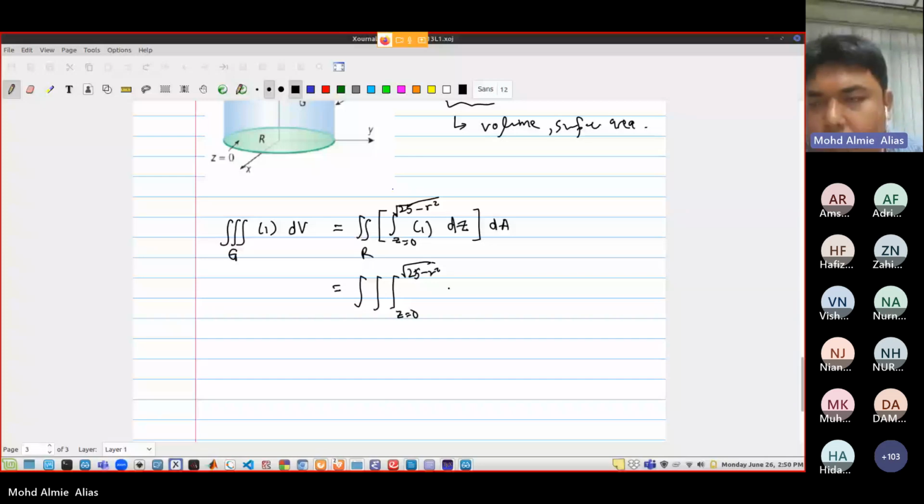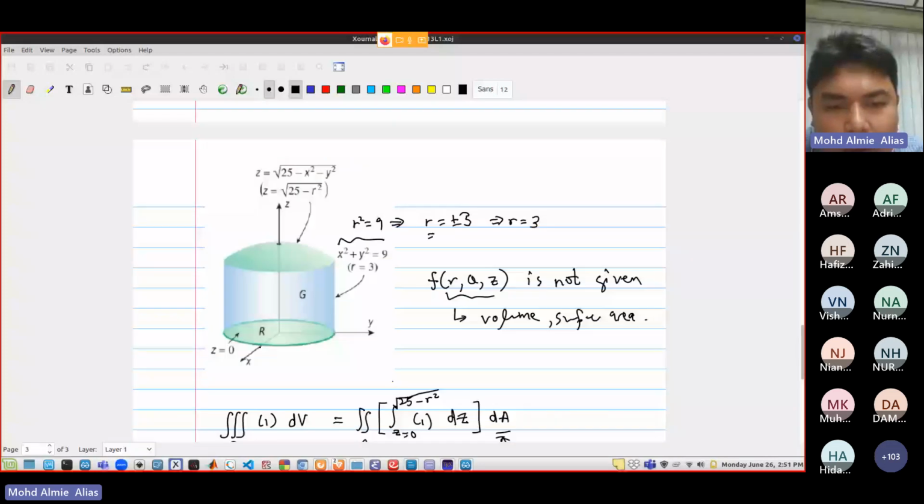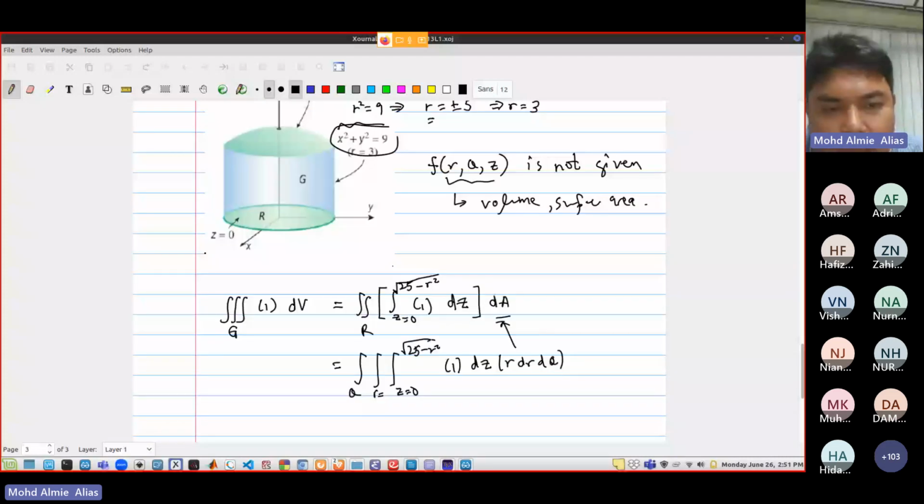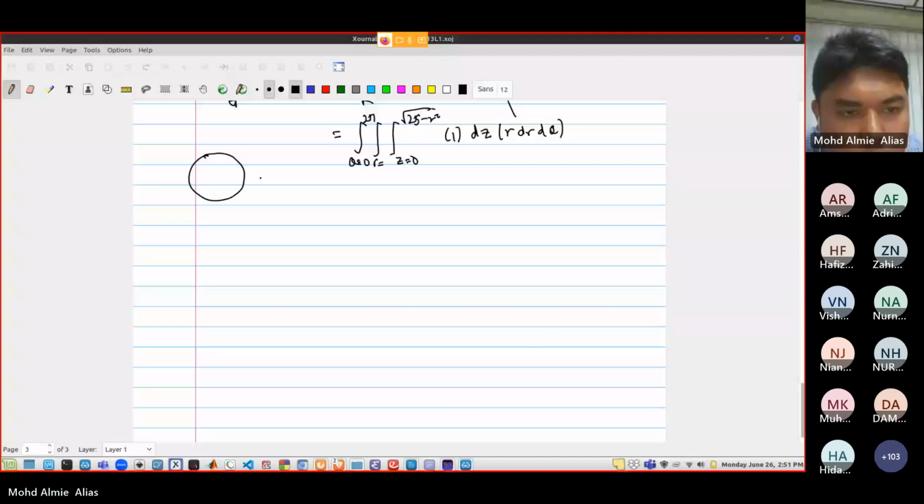As usual, we use r dr d theta, which represents dA here. So this will be your r and this will be your theta. The equation of r is actually the equation of the cylinder, which means that it's a full circle, so the angle is from 0 to 2 pi. If you have something like this, let's say this is your y, this is your x, and the radius is 3.